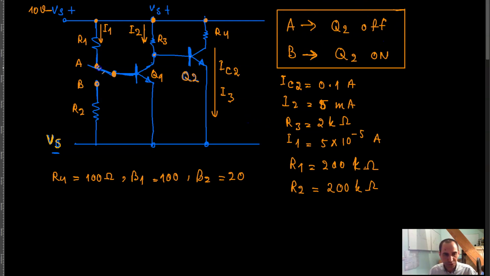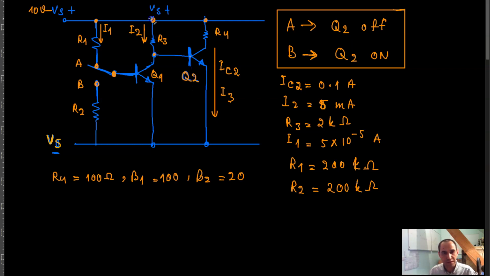Now when you set this switch to position B, the base of this transistor is tied to ground through a 200 kilo ohm resistor, so there is no base current for this transistor. If there is no base current, there is no collector current, and this transistor is turned off. Since there is no collector current, the whole supply voltage goes to this point through this resistor and then goes to the base of Q2, and it turns Q2 on.